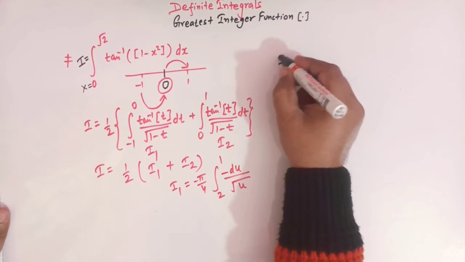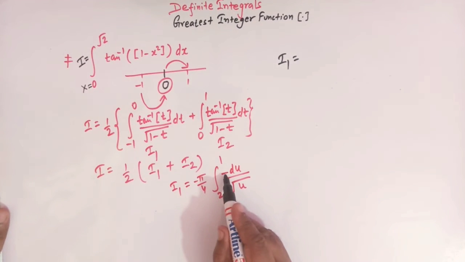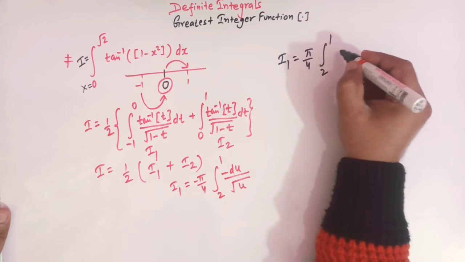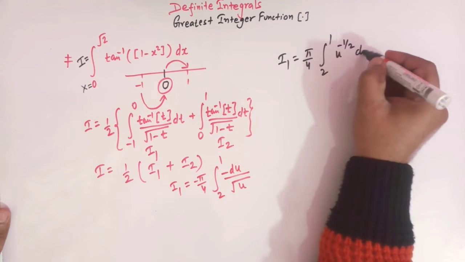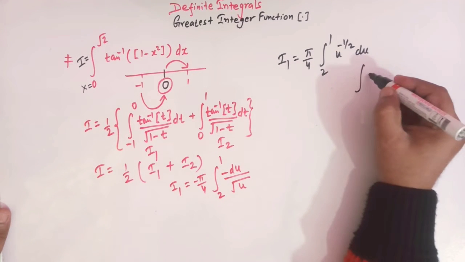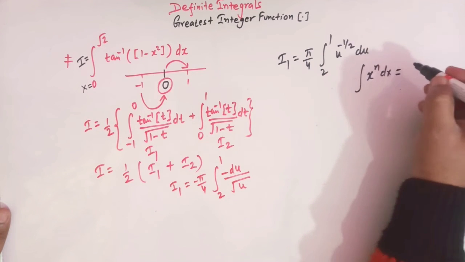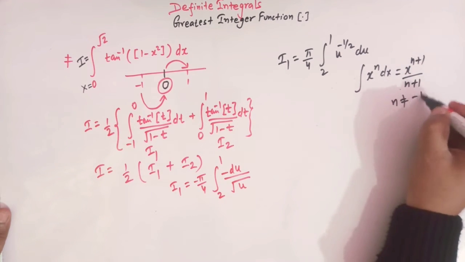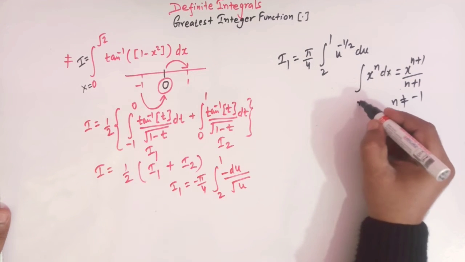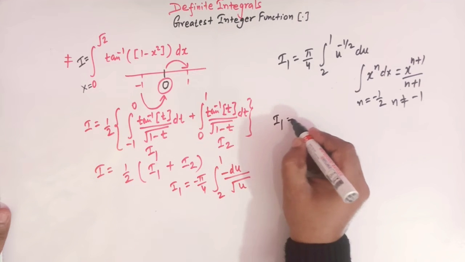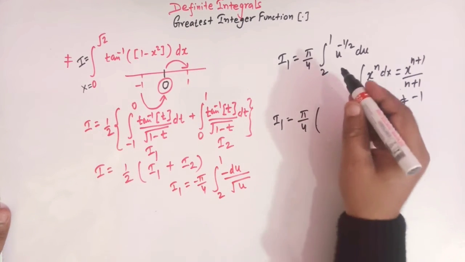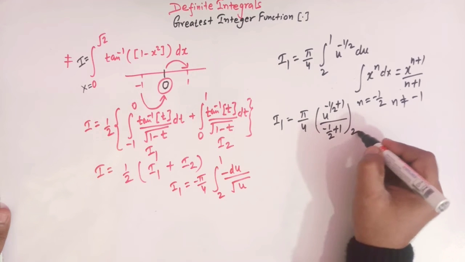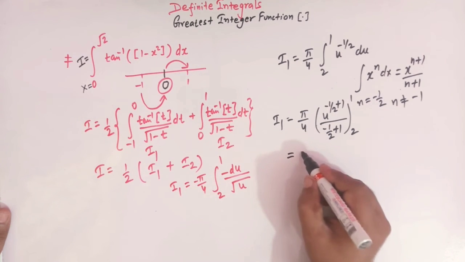So now we can write the value of I1 as, see, this negative sign and this negative sign become positive, so we have pi by 4, and we have the integral from 2 to 1 of u raised to minus half du, right? And we know from indefinite integrals that the integral of x raised to n is x raised to n plus 1 over n plus 1, provided n is not equal to -1, right? So here the value of n is minus half, so we have I1 is equal to pi by 4, and we have u raised to minus half plus 1 divided by minus half plus 1, and the limits are from 2 to 1, and here we have pi by 4.